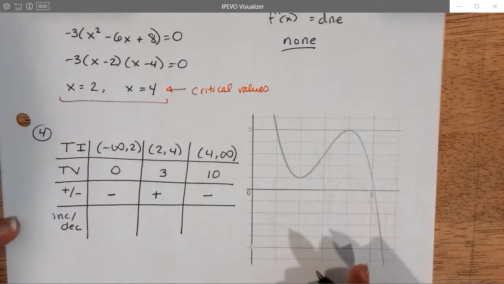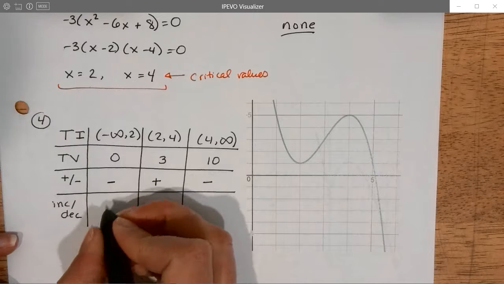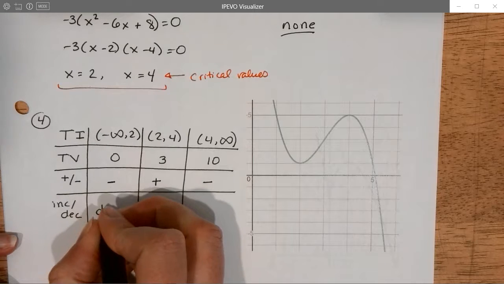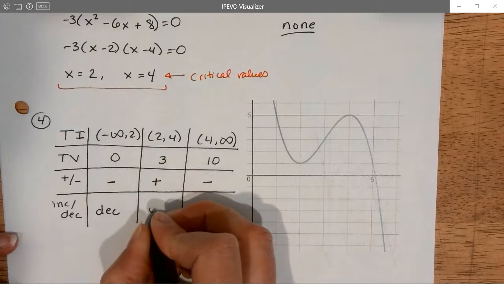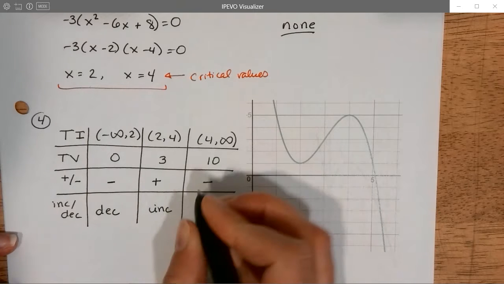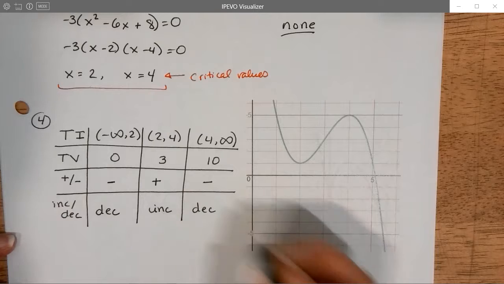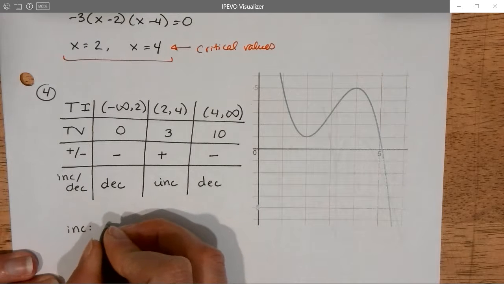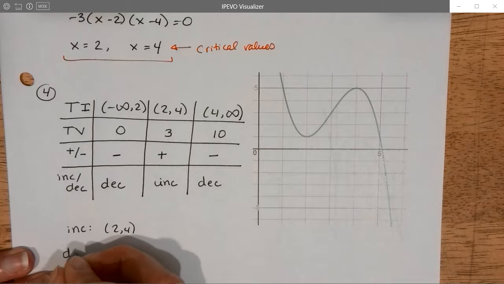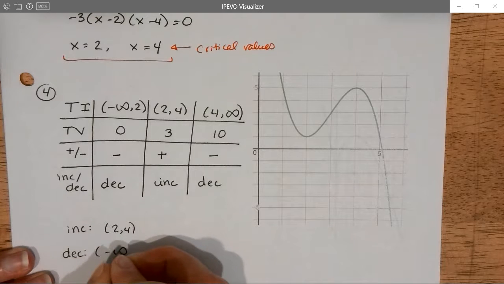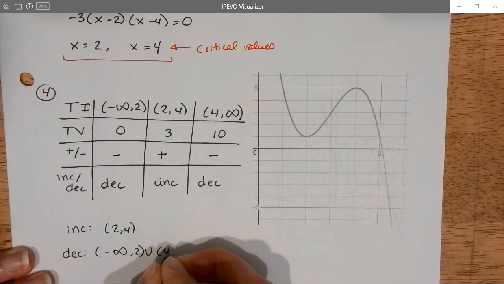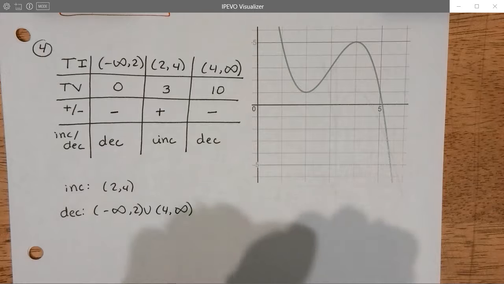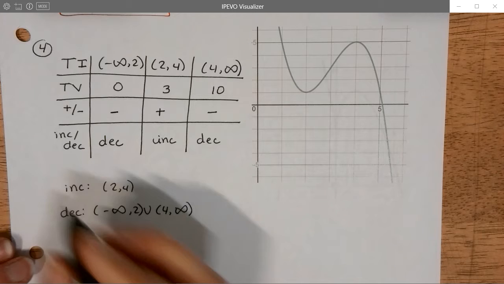So now my conclusions from that. On the interval negative infinity to 2, the function is decreasing. On the interval 2 to 4, the function is increasing. And on the interval 4 to infinity, the function is decreasing. So we can summarize that and say that we are increasing on 2 to 4, and we are decreasing on negative infinity to 2, union 4 to infinity. So that summary helps us finish step 4, talking about the total intervals of increase, decrease.